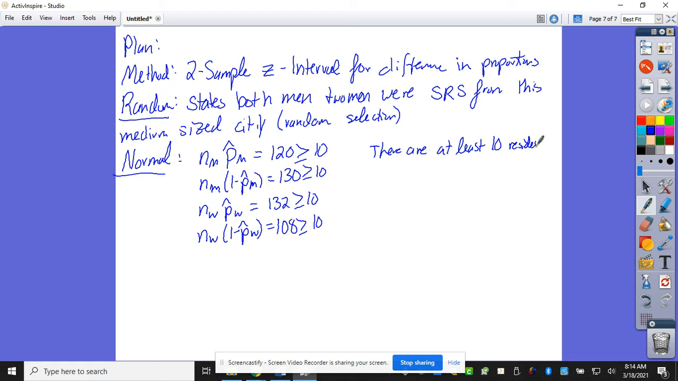Residents of this medium-sized city, men that intended to vote. I'm shorthanding even more.